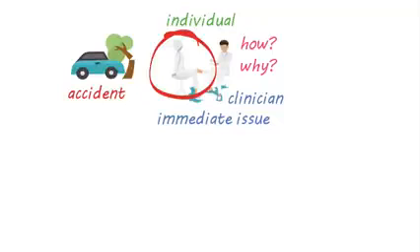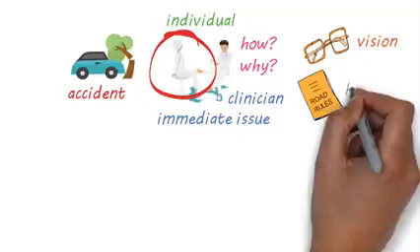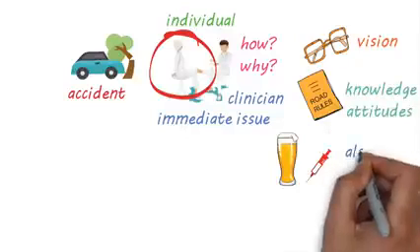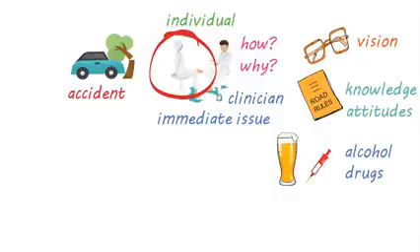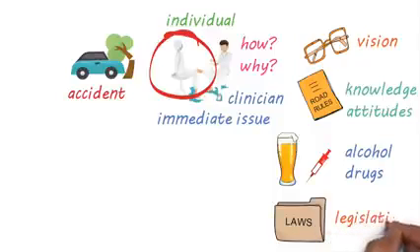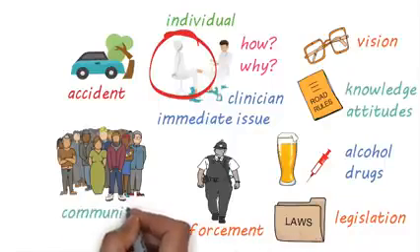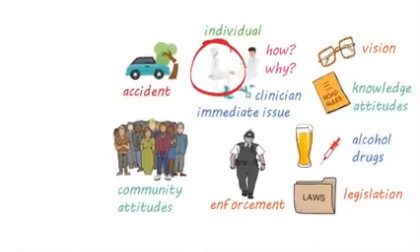For example, why did he have the accident? Was there a problem with his vision? Was it poor knowledge of driving skills or bad attitudes towards driving? Was he under the influence of alcohol or drugs when he was driving? Are there laws against this and resources to enforce it? What are the community expectations or attitudes towards driving? Does he have a good social support network that will help in his recovery or prevent this from happening again?